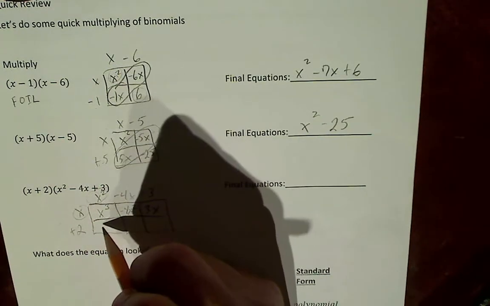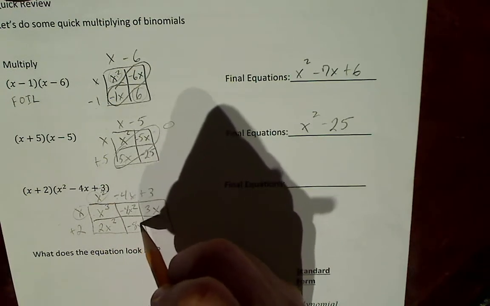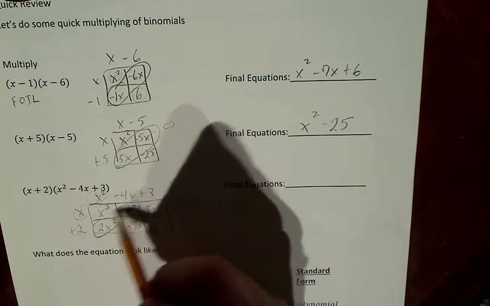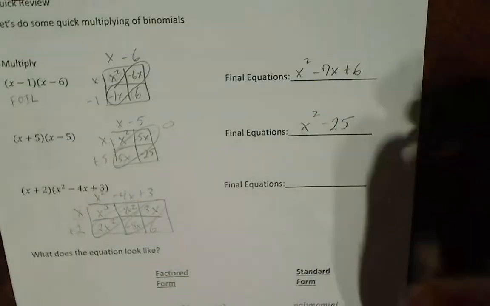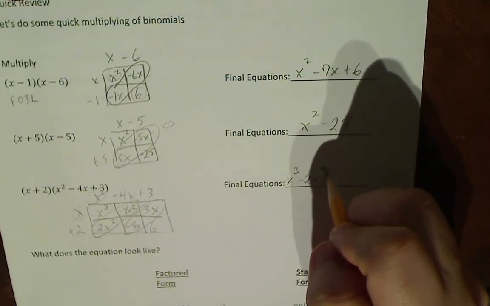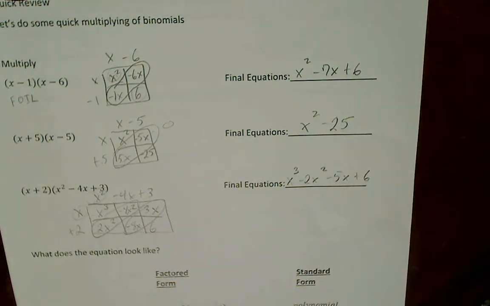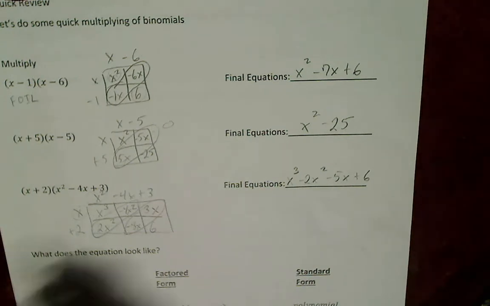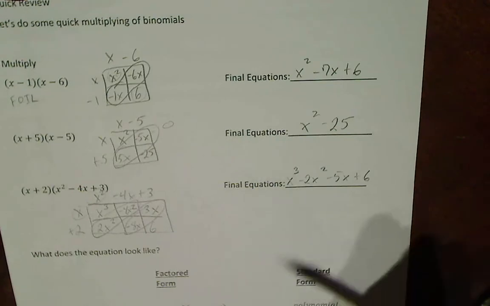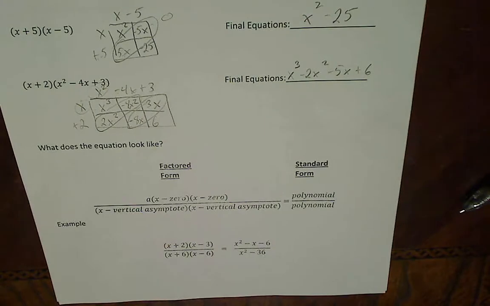X squared and 2 becomes 2x squared. Negative 4x and 2 becomes negative 8x. 3 and 2 becomes 6. And then again, you have these terms that you're going to put together, whether you add or subtract them. So you have x cubed minus 2x squared minus 5x plus 6. So that's a quick review of how you multiply binomials, or in this case, a binomial and a trinomial together, because this is something that we're going to do today also.